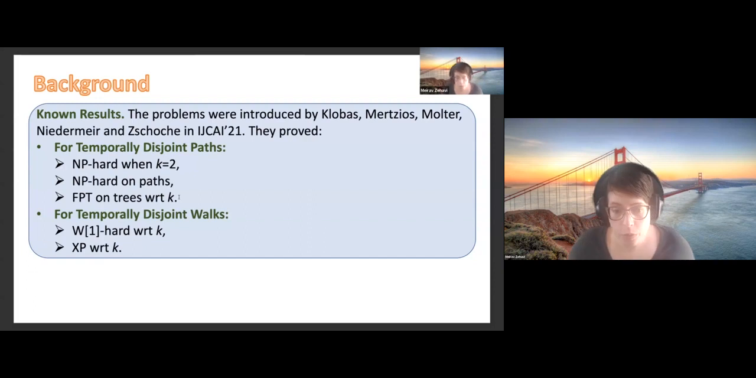For the temporally disjoint walks version, maybe surprisingly, it is actually easier. So yes, it is W[1]-hard with respect to k, but it is XP with respect to k. That in particular means that we don't expect it to be NP-hard for any fixed k, while the paths version is NP-hard for k equal to 2. Again, recall that XP means that we can solve this problem in n to the f(k) time. So we don't expect it to be NP-hard for any constant k, because for constant k, it's just polynomial time. Okay.